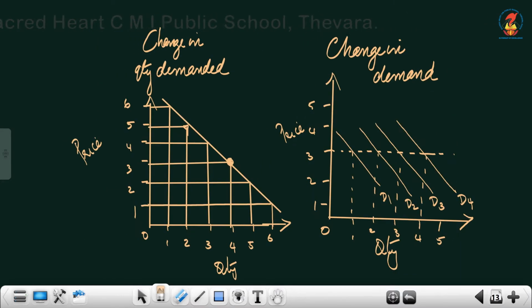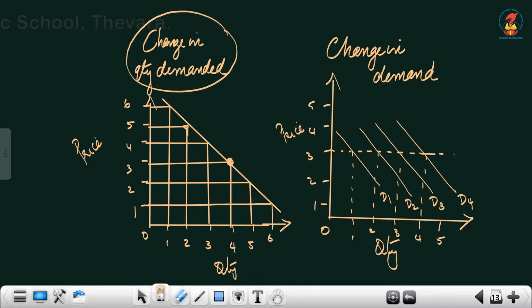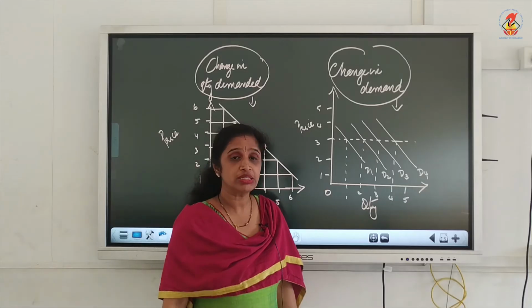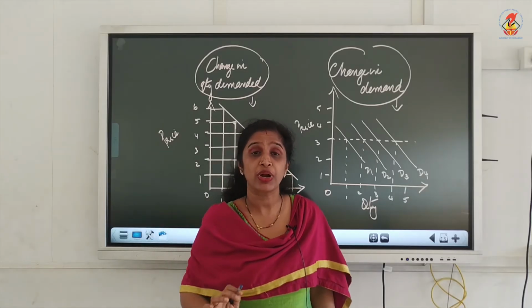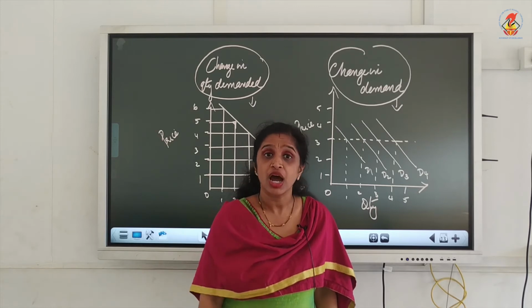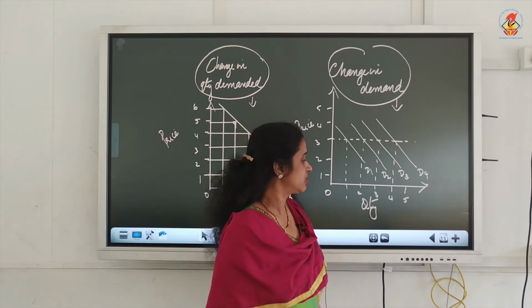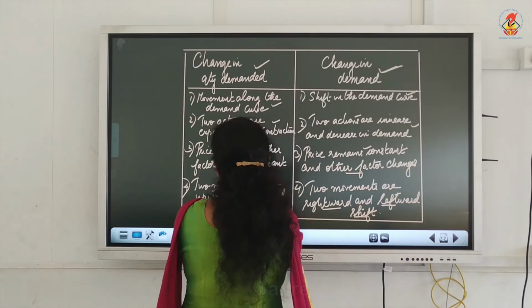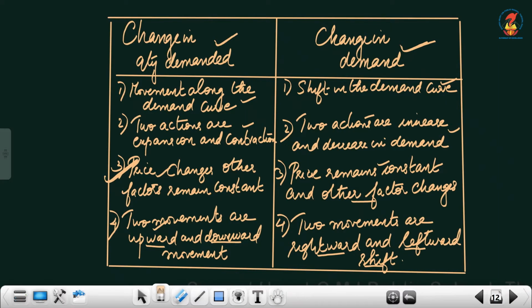Now let us see the points one by one with the help of a diagram. This is the diagram which I have drawn for change in quantity demanded, and this is the diagram which I have drawn for change in demand. Now in change in quantity demanded, price will be changing, other factors will remain constant. Now make a note of it. I have already written in change in quantity demanded. So change in quantity demanded is the first one we are going to complete. There, price will change, other things remain constant.